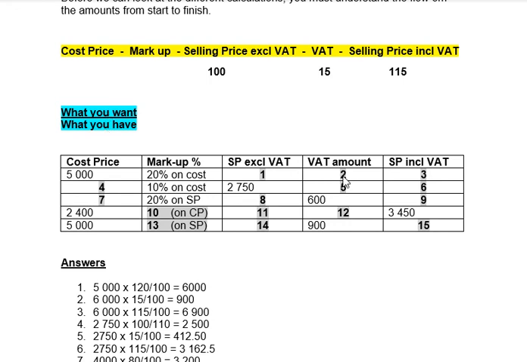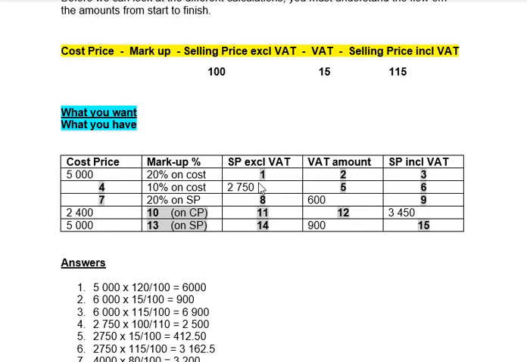I want number two. Number two is VAT. So I want the 15. What do I have? I have number one, so I have the 100. So I'm going to take the 6,000 times what I want, 15, over what I have. I have number one, I have the 100. So times by 15 over 100 to give me the 900. So now I have the VAT amount.